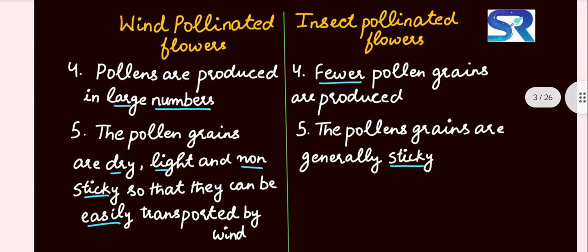Fourth one, pollen are produced in large number. Fifth point, the pollen grains are dry, light and non-sticky so that they can be easily transported by wind. Fewer pollen grains are produced, the pollen grains are generally sticky.